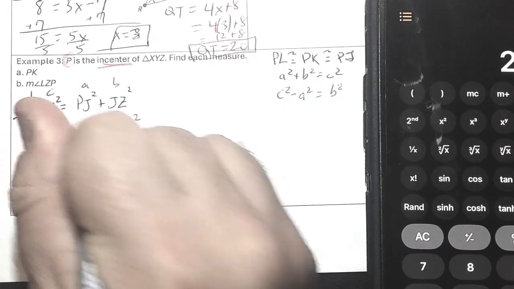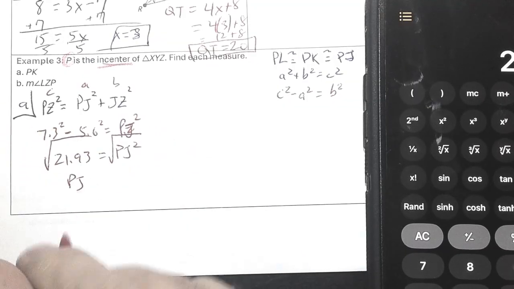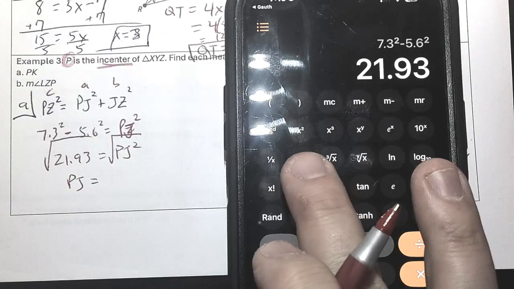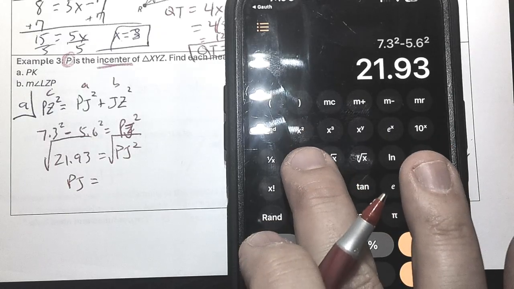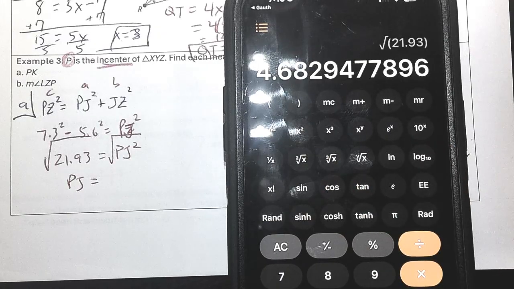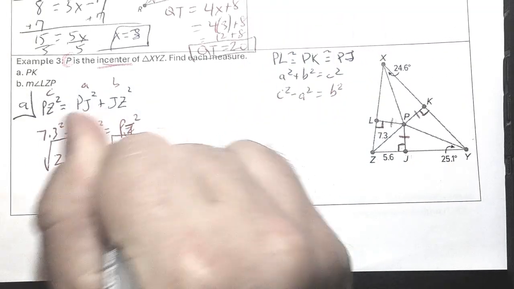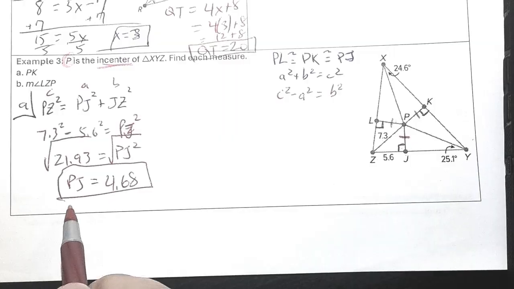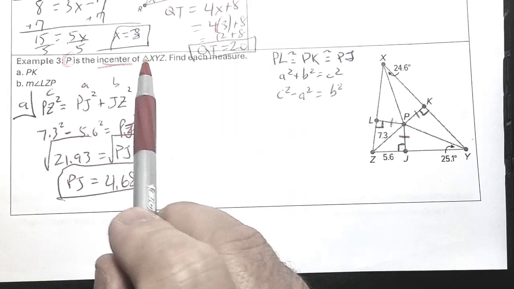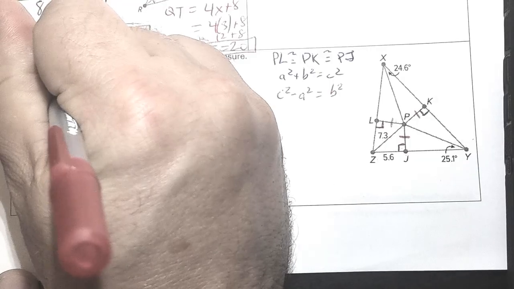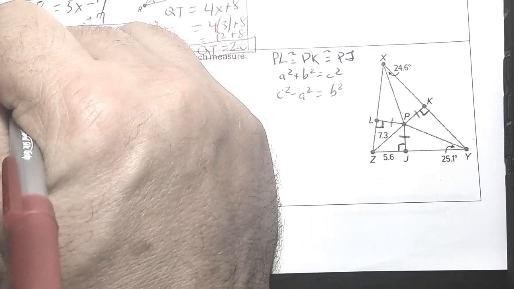Now we want PJ. So we're going to take the square root. Hit the square root button, which is right here. And see, it's 4.682. We'll just say 4.68. So again, this says PJ, but PJ is congruent to PK, so it's the same thing. So PK equals 4.68.